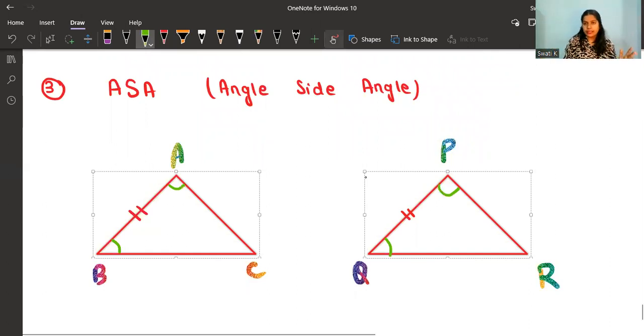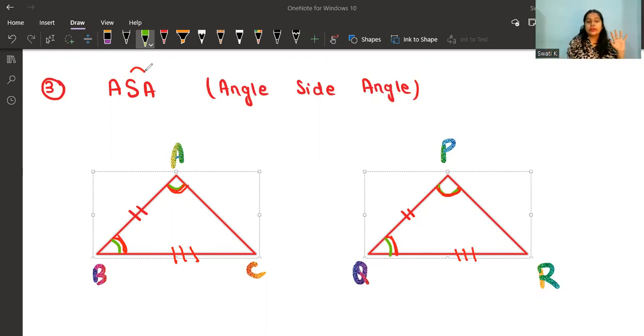Imagine that you are getting something like this: this angle is equal to this angle and this angle equals this angle, but this side is equal to this side. Then can we say both the triangles are congruent by using angle side angle congruency? No, we can't say. Why?